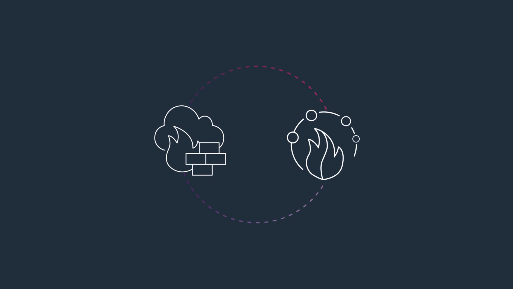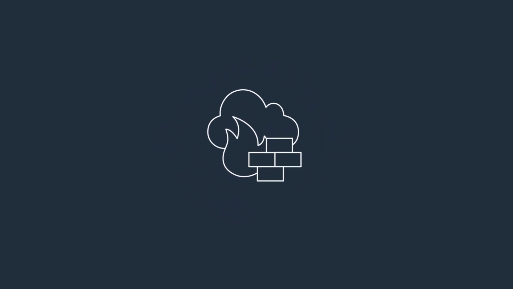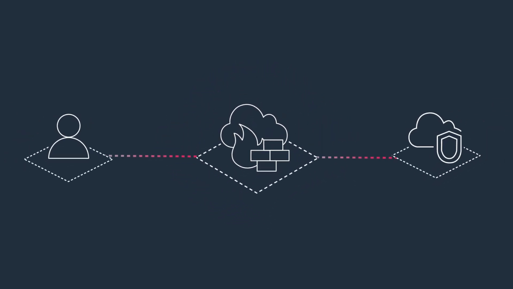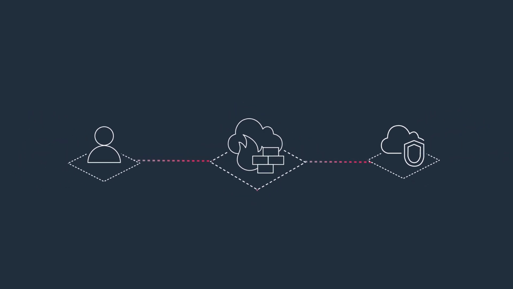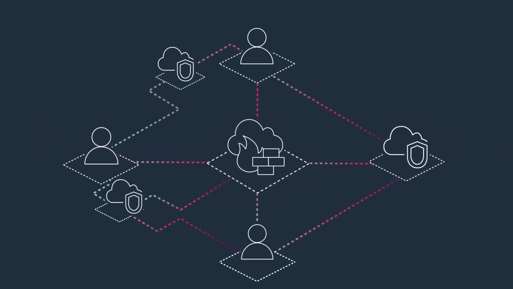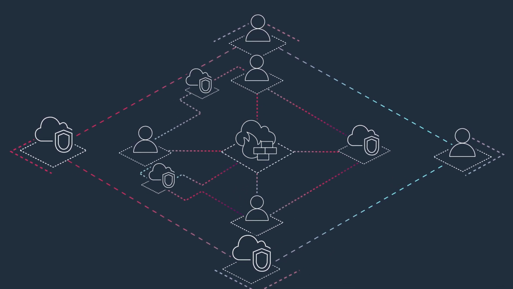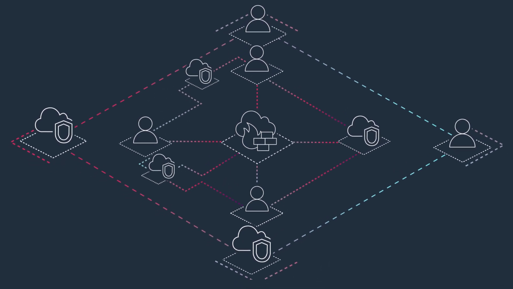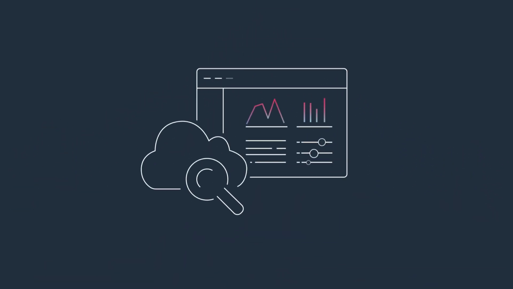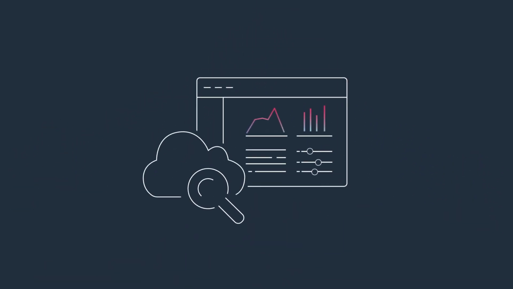AWS Network Firewall works with AWS Firewall Manager, so you can centrally manage security policies across multiple existing accounts and VPCs. You can also ensure mandatory security policies are automatically enforced on newly created accounts and VPCs. AWS Network Firewall provides near real-time activity monitoring through Amazon CloudWatch metrics.